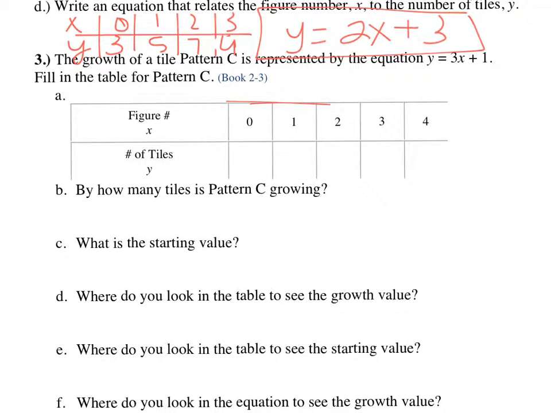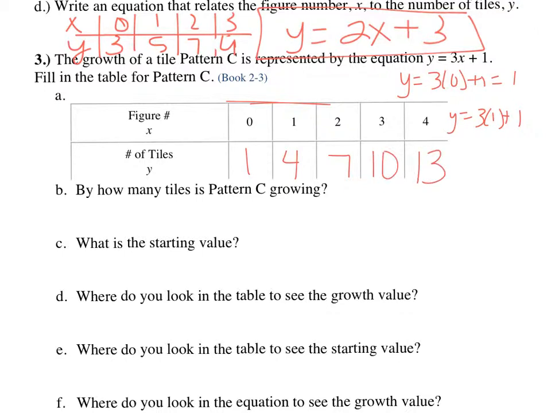And we want to fill in the table for pattern C. So we are going to take each x value and plug it in for x. If we start with 0, we're going to say y is equal to 3 times 0 plus 1, which will give us 1. Then we'll plug in 1 for x, so y equals 3 times 1 plus 1, which will give us 4. And we can continue to do that with the 2, the 3, and the 4.